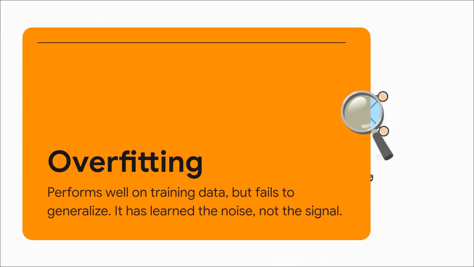The model gets a perfect A+ on its homework, the data it's already seen, but then it completely bombs the final exam when it sees brand new problems. It hasn't learned the general rules. It's just memorized the specific answers, including all the random noise and weird quirks. It memorized the noise, not the signal.